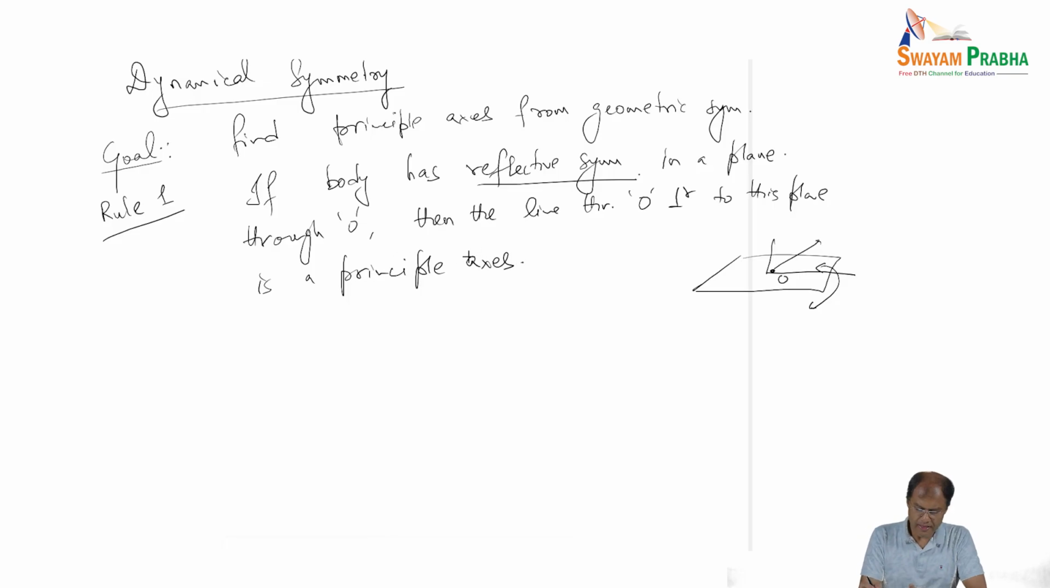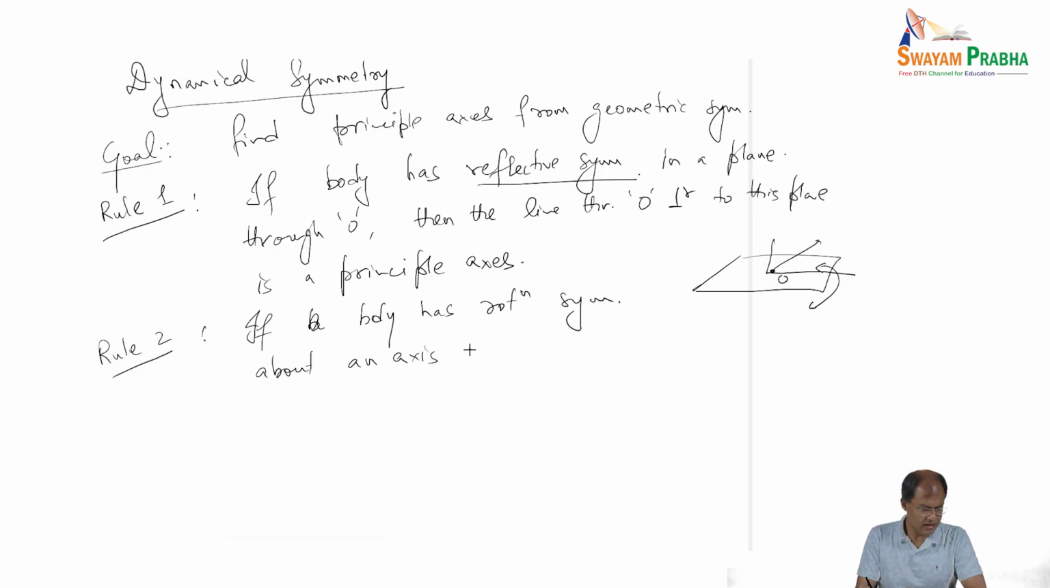So then the second rule is, if a body has rotational symmetry about an axis, then this axis is a principal axis. So if we have a rotational symmetry, then we have a principal axis of this body.